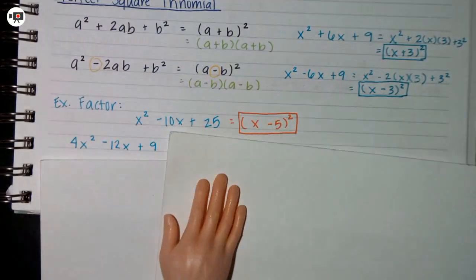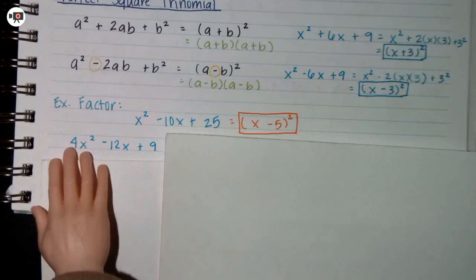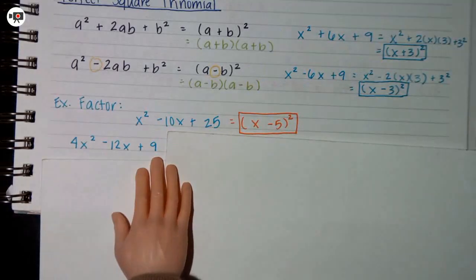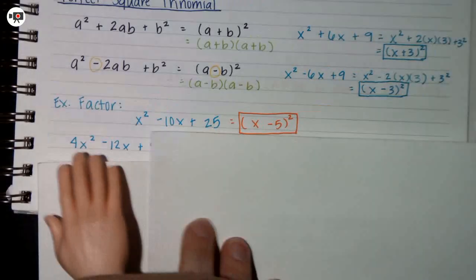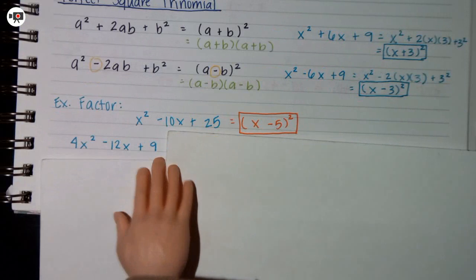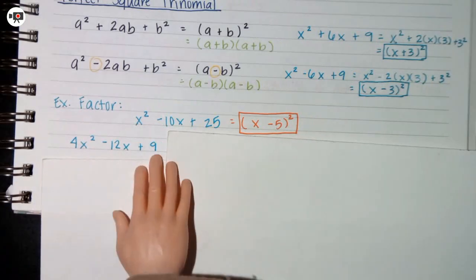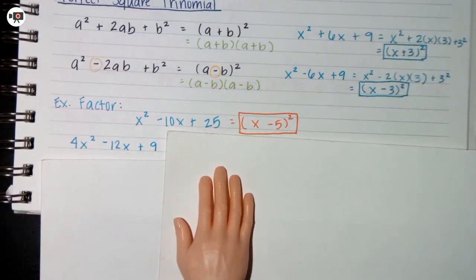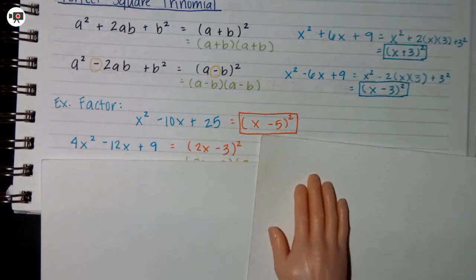Here we have 4x squared minus 12x plus 9. 4 is a perfect square. X squared is a perfect square. 9 is also a perfect square. So the square root of 4 is 2. Square root of 9 is 3. 2 times 3 is 6, times 2 makes 12. And it will also be minus in the middle. So 2x minus 3 squared.